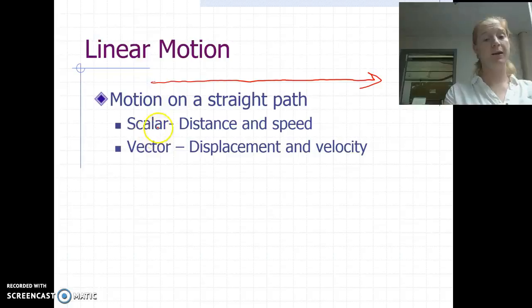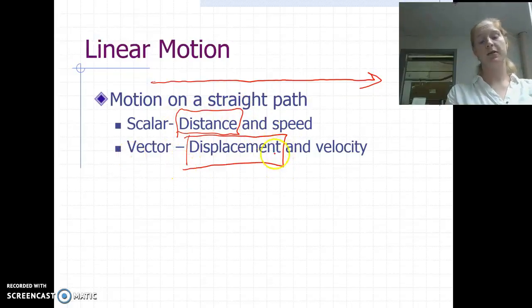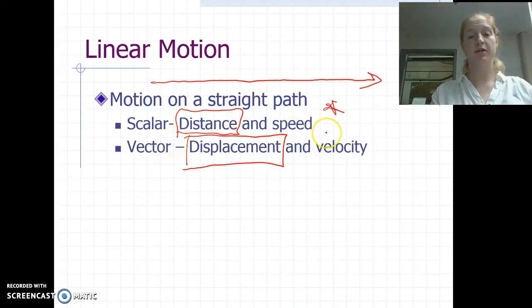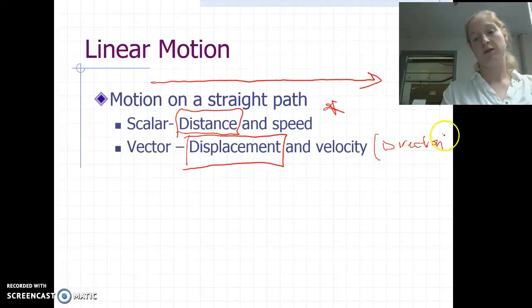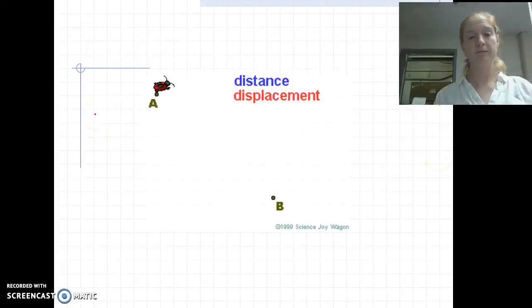Things you should need to be aware of. When we're dealing with scalar quantity, we're dealing with distance. So these are going to be key terms here. When we deal with vector quantities, we're talking displacement. So right now we're focusing on the scalar component, distance and speed. Once you start talking about vector quantities, we're going to talk velocity, and velocity has direction. So we're going to focus on scalar right now.